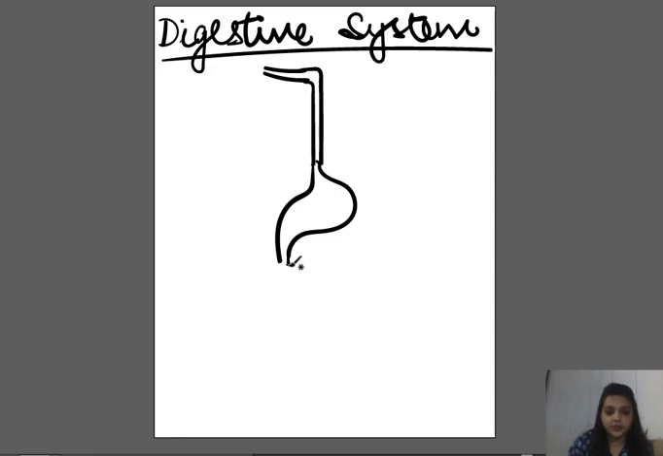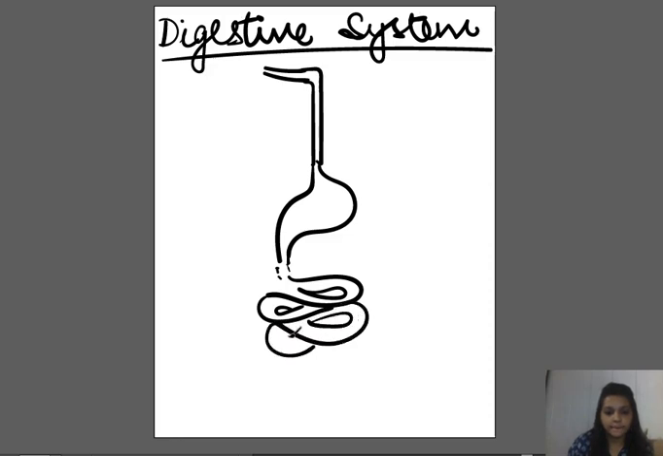So I'm going to make a dotted line. You'll understand why I am making a dotted line now, for you to see the passage. It's a highly coiled structure. I'm making it haywire here. And as we proceed further, this food, after passing through the small intestine, now proceeds into the large intestine. Correct. So I'm going to make a large intestine over here.